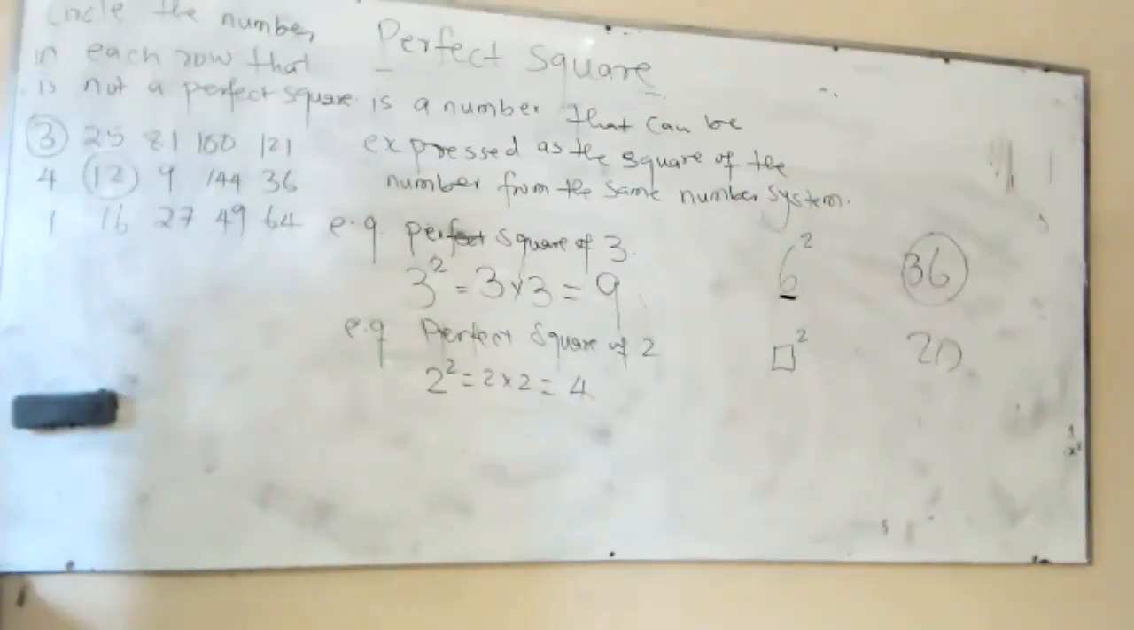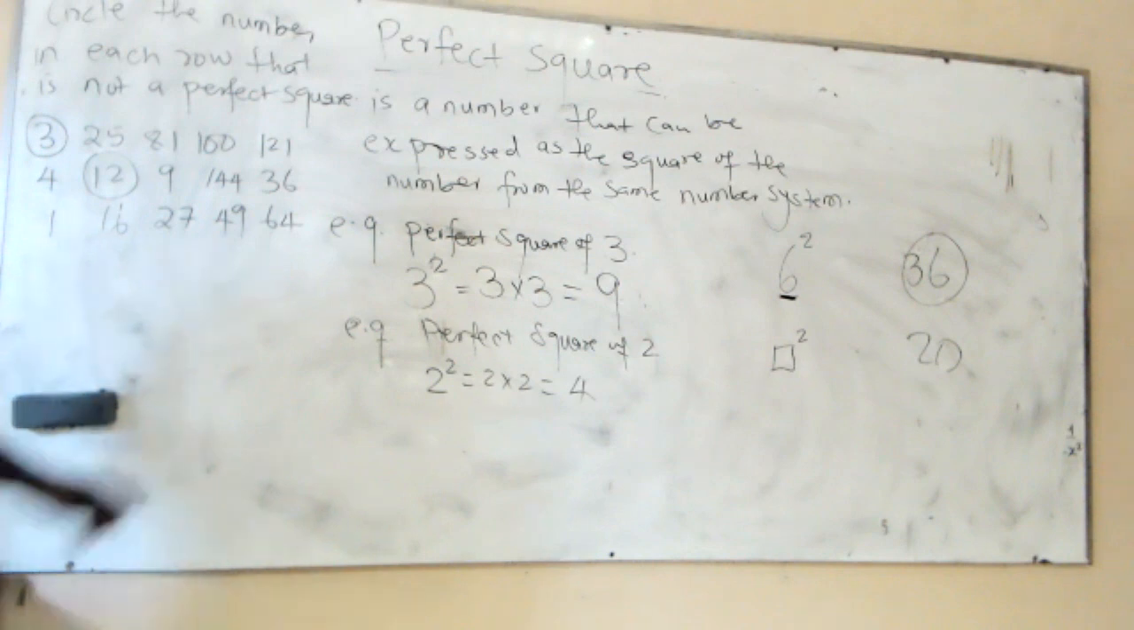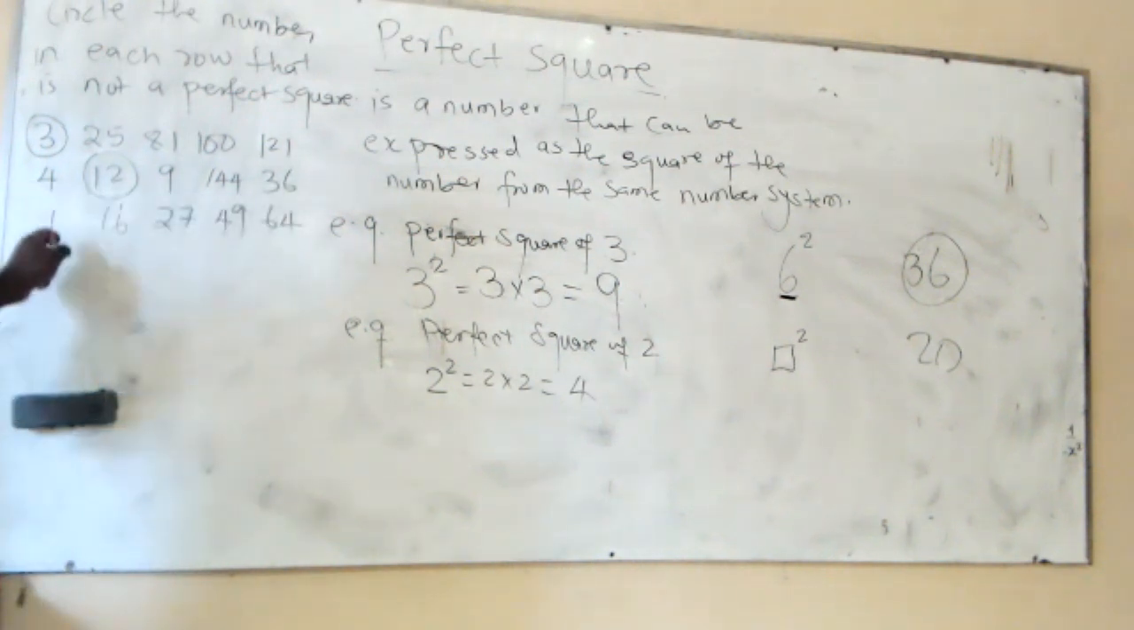And then 36, is it a perfect square or not? It is. Why do you say it's a perfect square? Because 6 to the power of 2 gives us 36. Very true. And 1, is it a perfect square? No. What is 1 to the power 2? It's 1. You see, this is a perfect square.